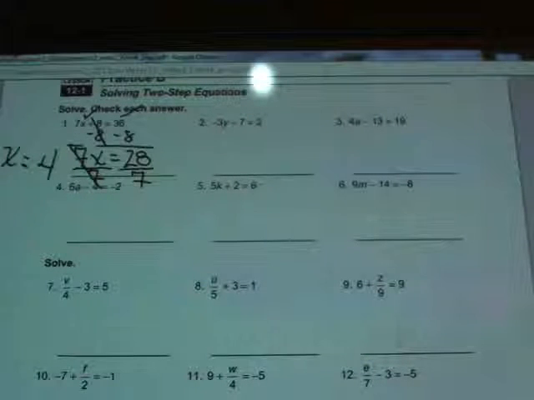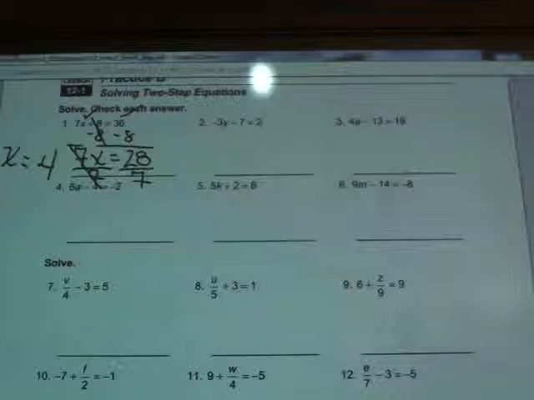All right, let's go ahead and take a look at number 2. Number 2 is just a little bit different, and it's the only one that's really different in this section because the number in front of the variable happens to be negative. So we've just got to make sure we apply the rules of negatives correctly here. Negative 3y minus 7 equals 2.